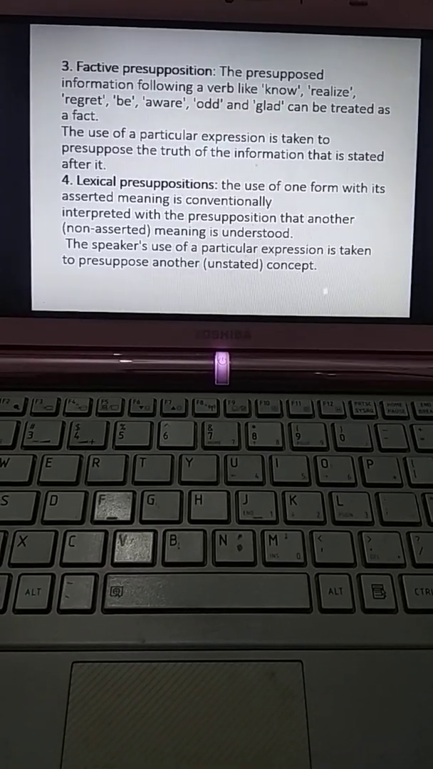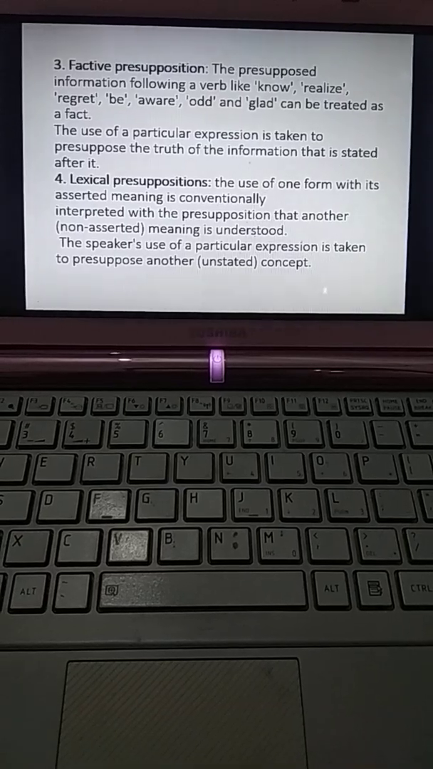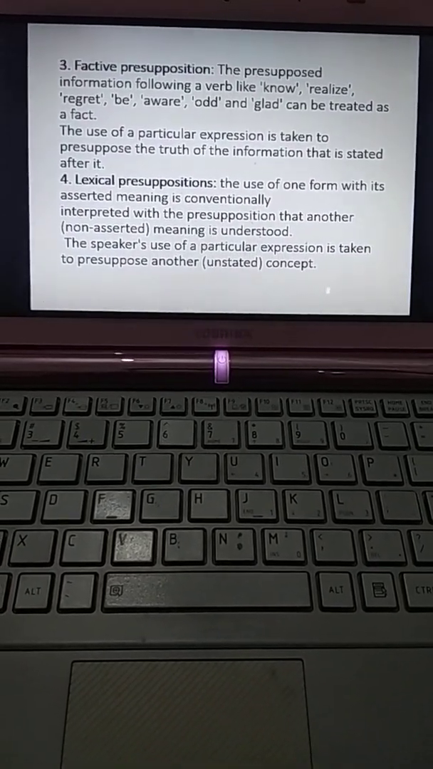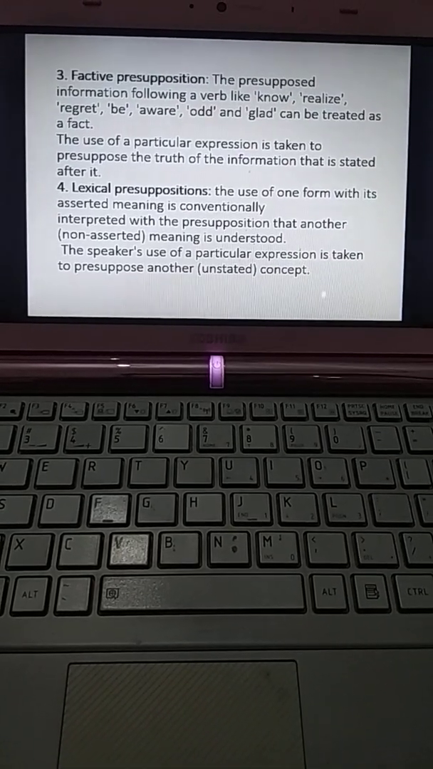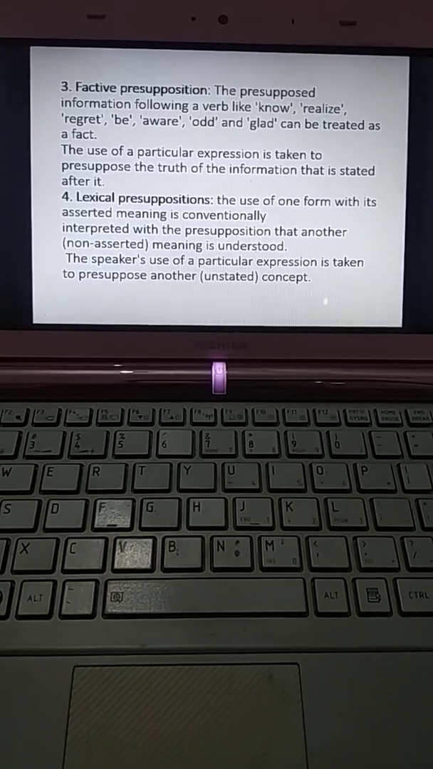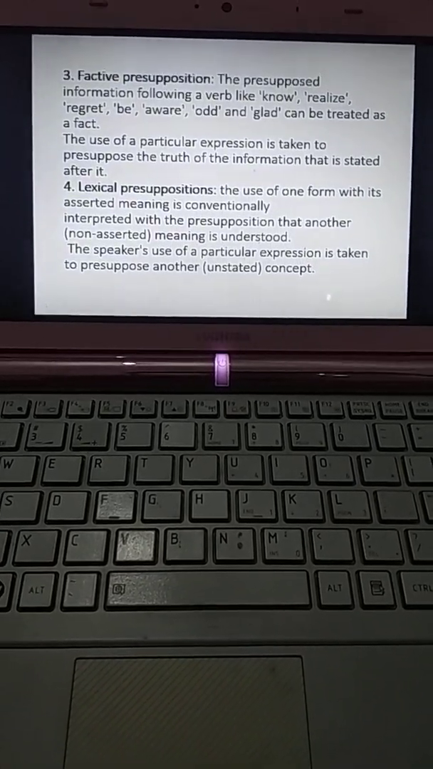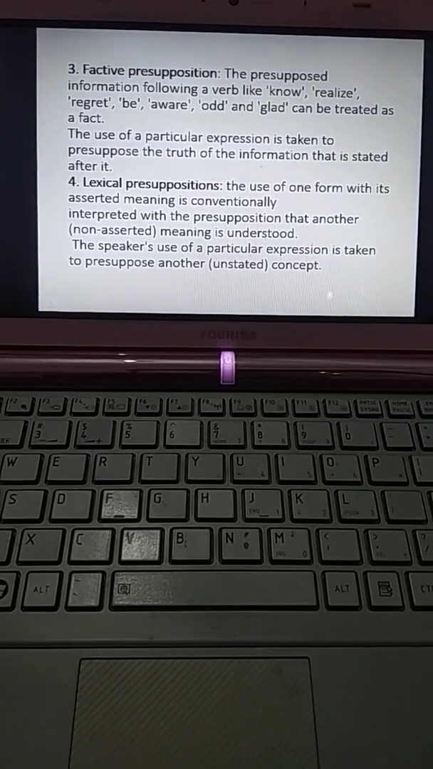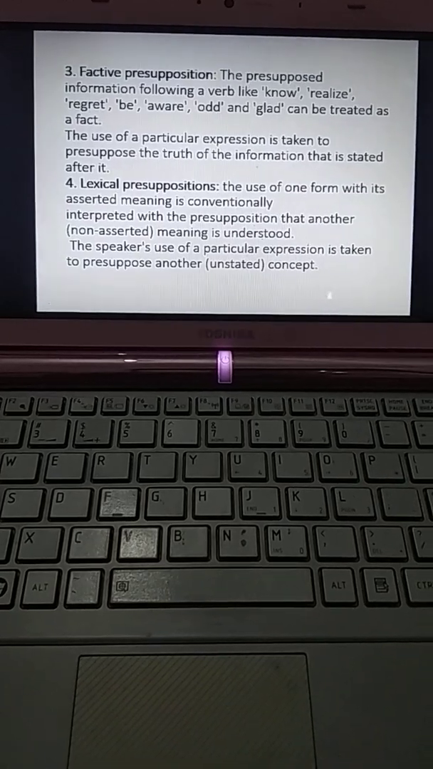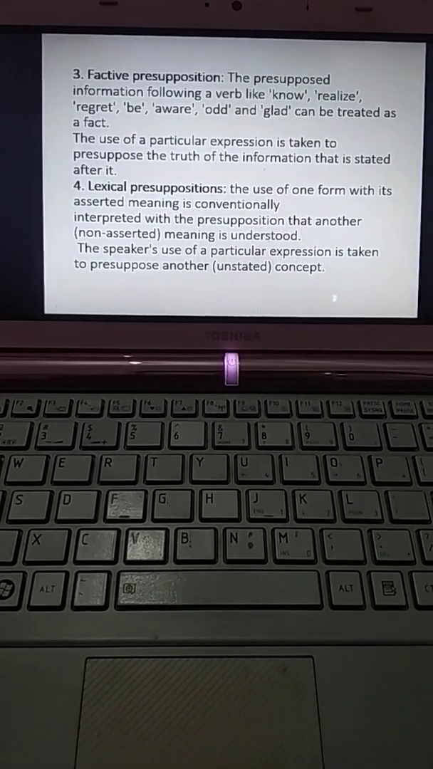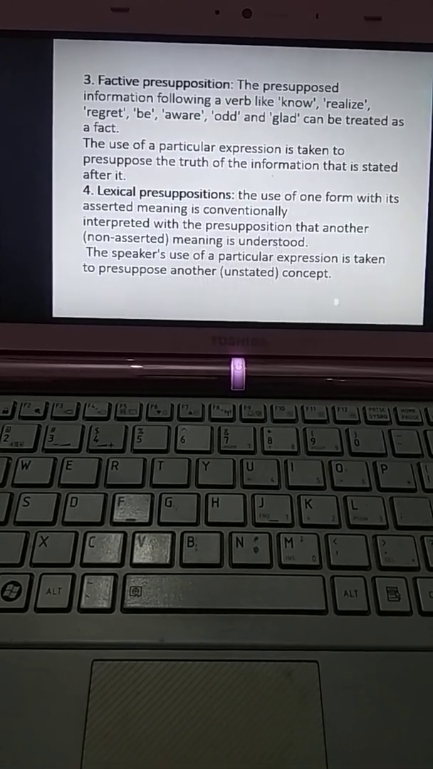Okay, next, the third, factive presupposition. The presupposed information following a verb like know, realize, regret, be aware, odd, and glad can be treated as a fact. The use of a particular expression is taken to presuppose the truth of the information that is stated after it. Number four, lexical presuppositions. The use of one form with its asserted meaning is conventionally interpreted with the presupposition that another, non-asserted meaning is understood. The speaker's use of a particular expression is taken to presuppose another unstated concept.